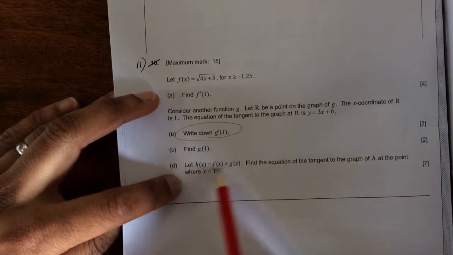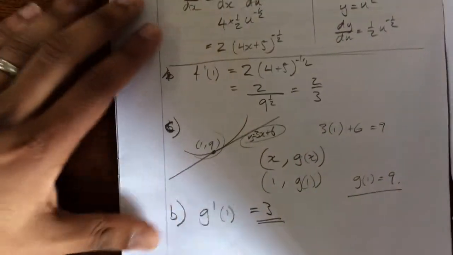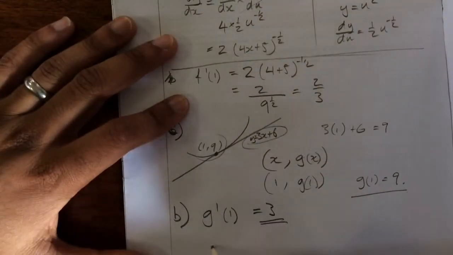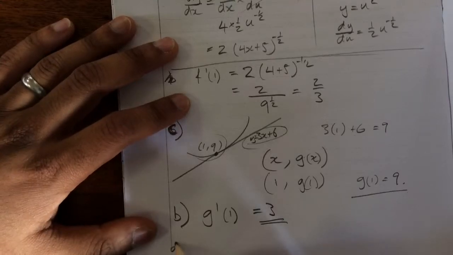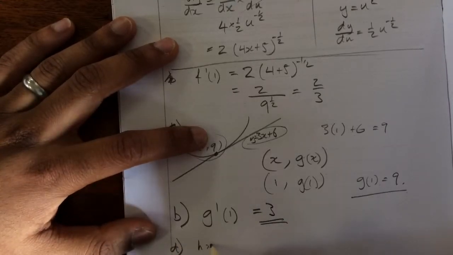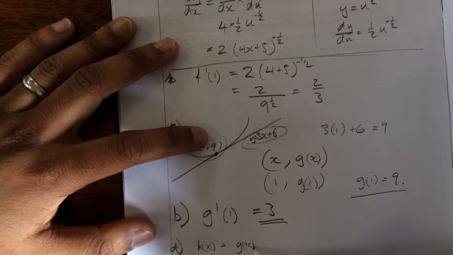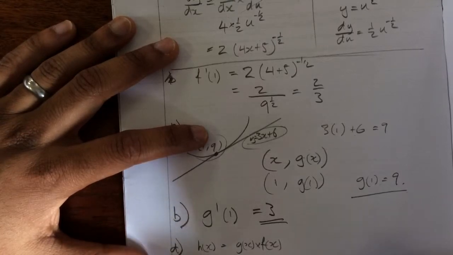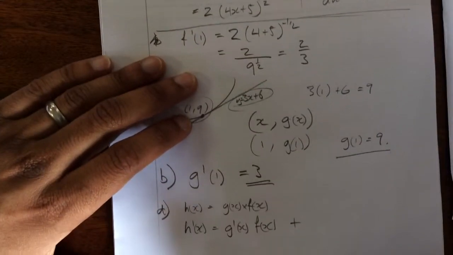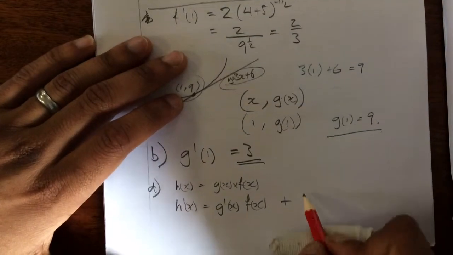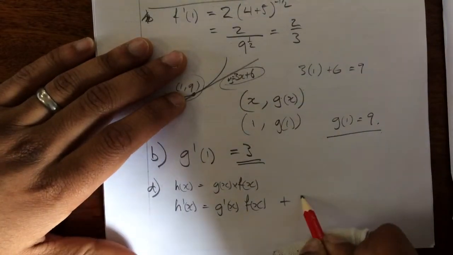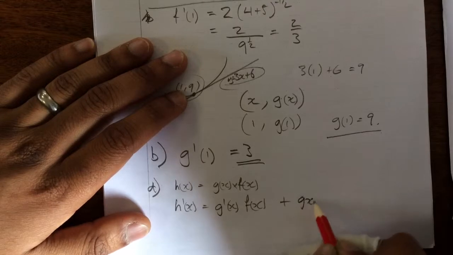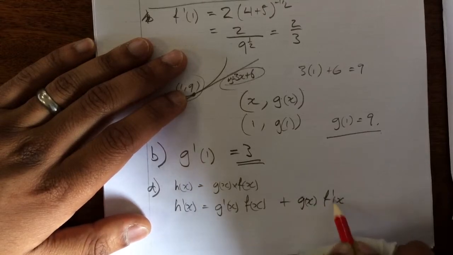So h of x is a compound, two things multiplied together. To differentiate that, we're going to need some information here. So part D. h of x equals g of x times f of x, or f of x times g of x, it doesn't matter. So h prime of x is equal to, this is the product rule, g prime of x times f of x plus g of x times f prime of x.